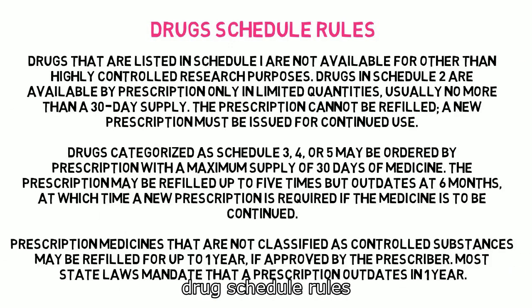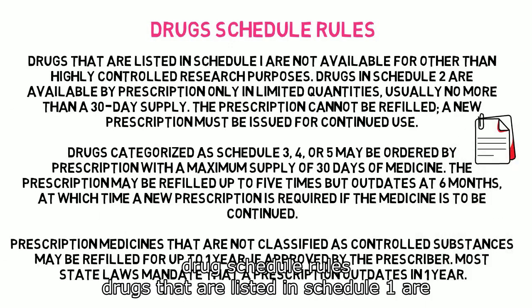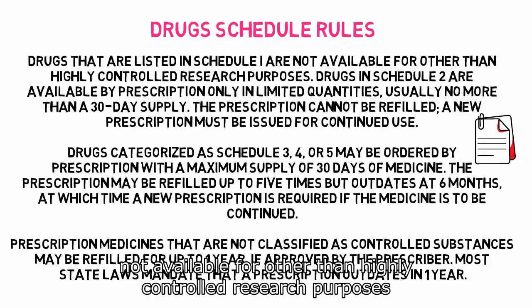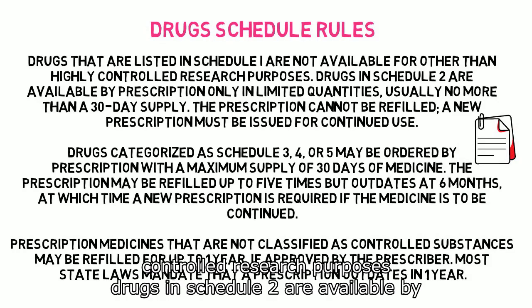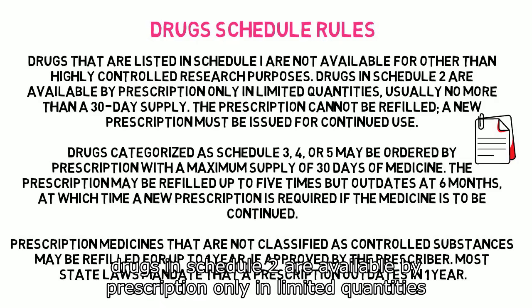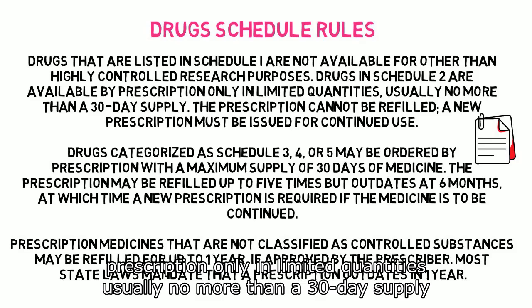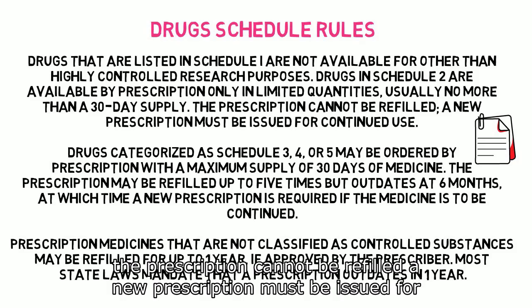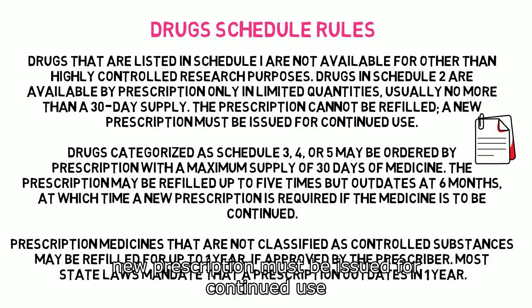Drug Schedule Rules. Drugs that are listed in Schedule 1 are not available for other than highly controlled research purposes. Drugs in Schedule 2 are available by prescription, only in limited quantities, usually no more than a 30-day supply. The prescription cannot be refilled, a new prescription must be issued for continued use.